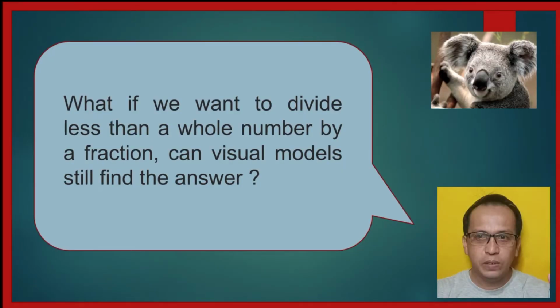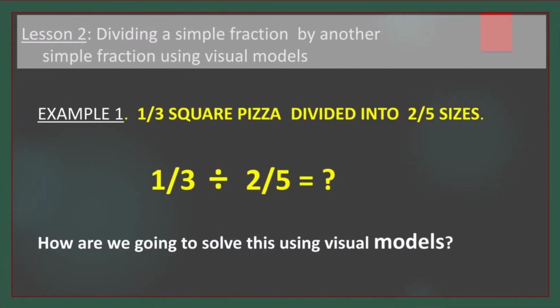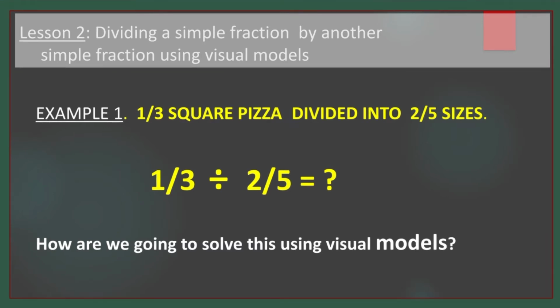What if we want to divide less than a whole number to a fraction? Can visual models still find the answer? Lesson 2. Dividing a simple fraction by another simple fraction using visual models. Example number 1. You have 1/3 square pizza divided into 2/5 sizes. 1/3 divided by 2/5 is equal to blank. How are we going to solve this using visual models?